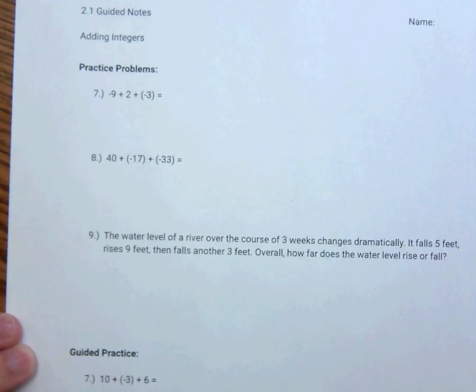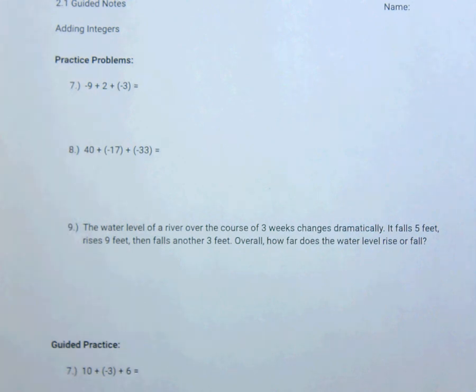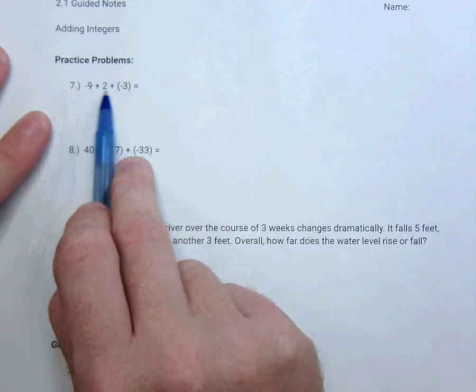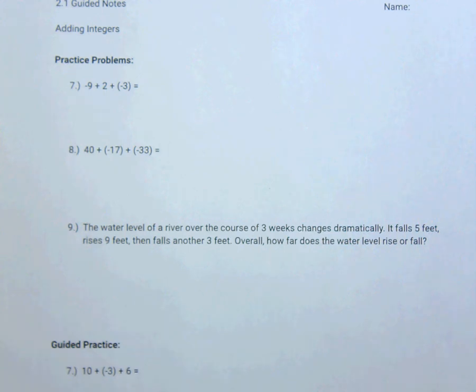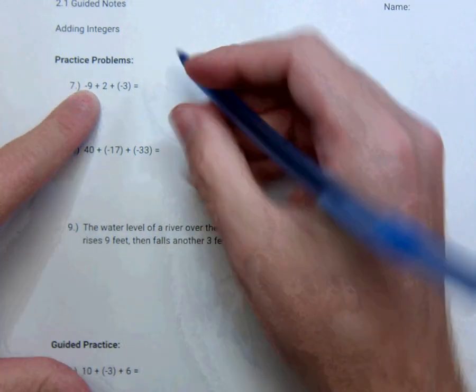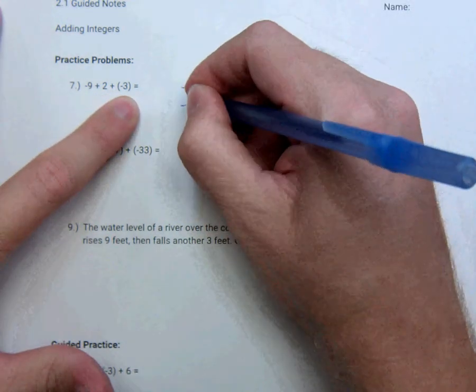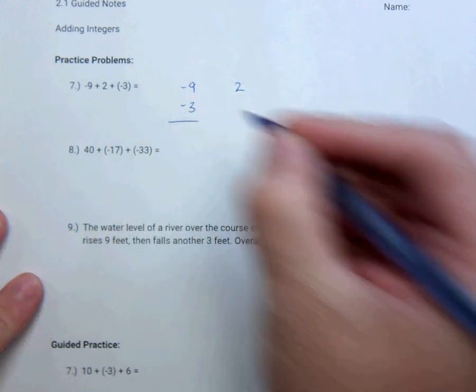And our last little guided practice problems. Here, now we're doing them three at a time, okay? So let me tell you the trick I do for these. I write them, I look at all the numbers, if I have multiple positives or multiple negatives, and I group them up by their signs. So this is negative 9, that's positive 2, I'm going to put it over here, and I'm going to put the negative 3 here. So the first thing I'm doing is adding together all of the like sign numbers.